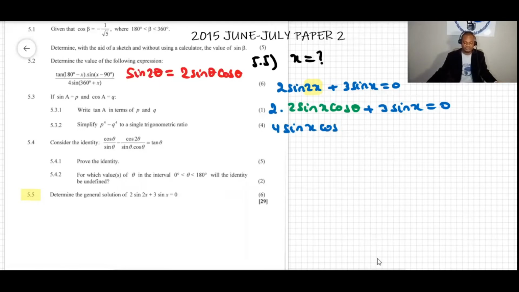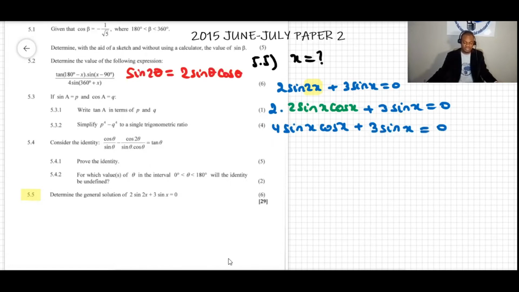For some reason I wrote theta, but I meant x. So 4 sine x cos x plus 3 sine x equal to 0.